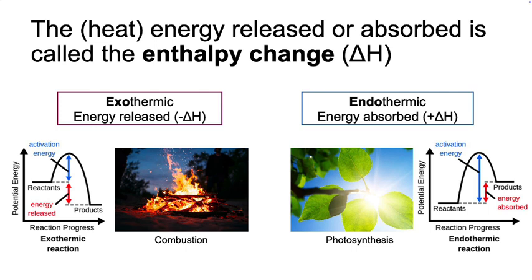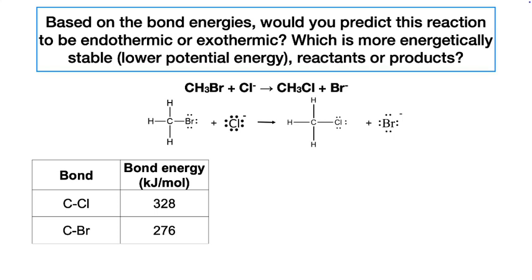Okay. Delta H should be review, right? Yeah? It's review because you did that when? Last semester, 151. Okay? So let's go ahead and take a look at this. Based on the bond energies, would you predict this reaction to be endothermic or exothermic? Which is more energetically stable? Okay? Reactants or products. This is something you can work at your tables, discuss through that process, and see what you can come up with. What do you guys think?